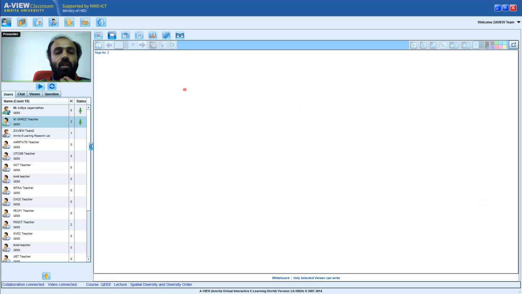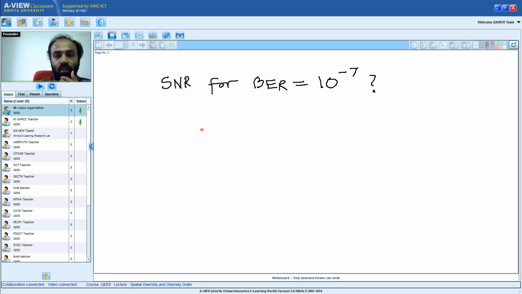Just to reinforce this idea again, let us now calculate it for a slightly different value. Let us see what is the SNR required. Can someone again follow the same procedure? What is the SNR for bit error rate equal to 10 to the power of minus 7? Someone just answer this one.